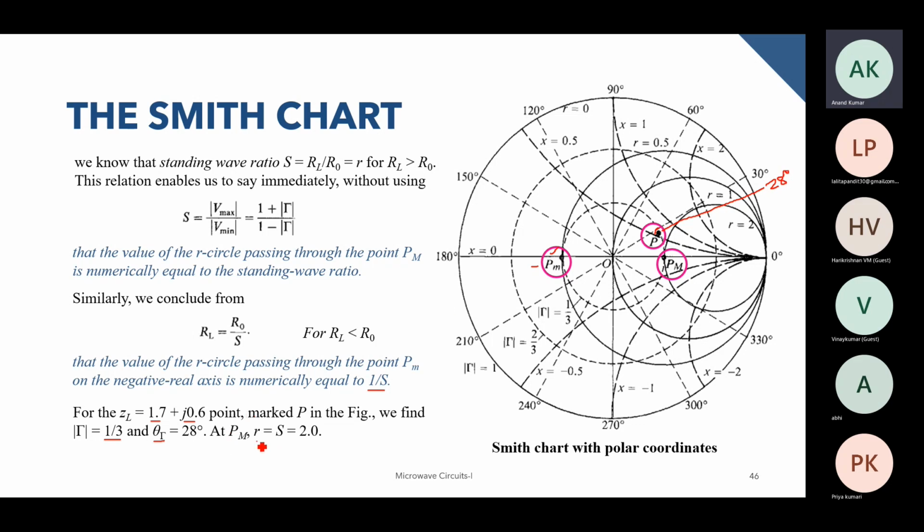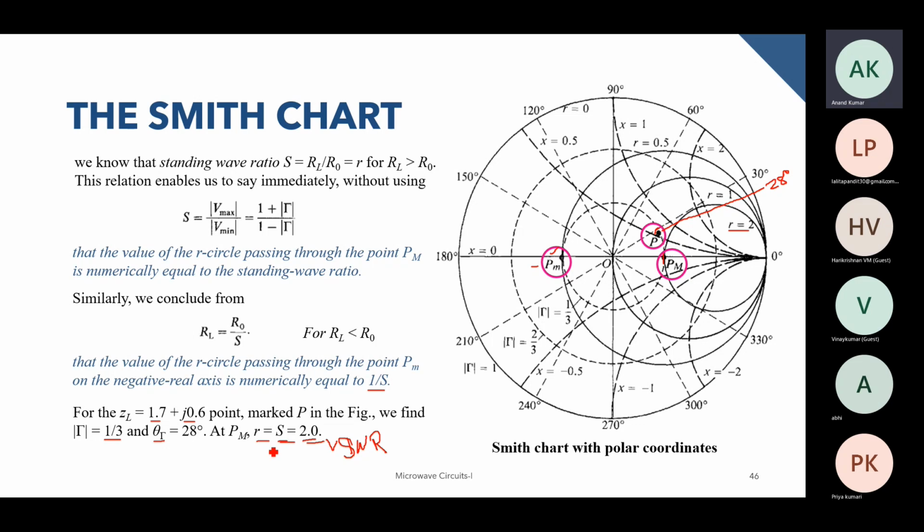And at PM, this R will become equal to S. That is, this PM will cut this real axis over here, and over here we see that R is equal to 2, which is equal to the standing wave ratio, and hence our VSWR is equal to 2. So once you have the load impedance point marked, you can easily calculate the reflection coefficient magnitude and its phase, and then the voltage standing wave ratio, just by simply plotting on the Smith chart.